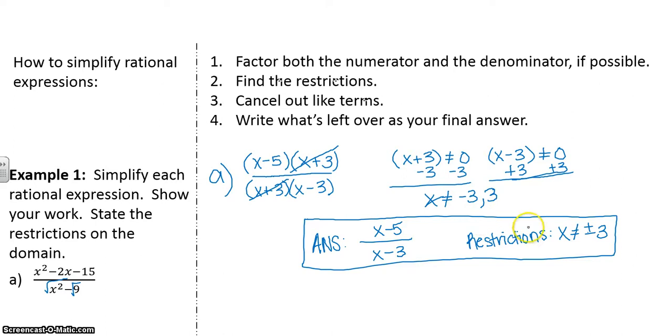Okay? So it's important that you do the restrictions before you start canceling things out, because once you cancel it out and you just have this, then you're going to miss one of your restrictions if you just base it off the final answer. So you'll get it wrong. Okay?